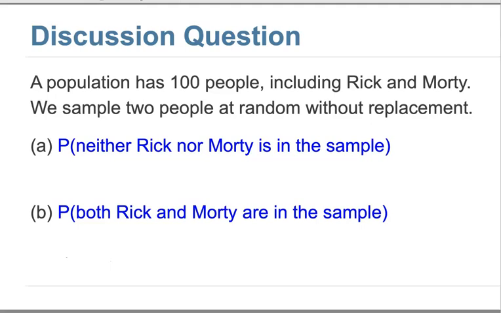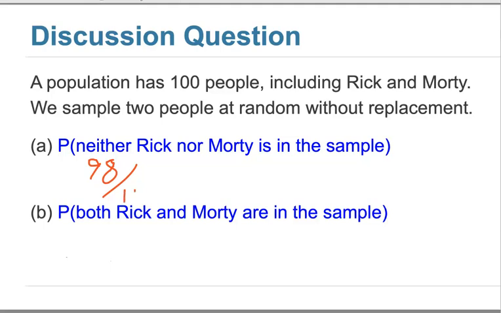So in question A, neither Rick nor Morty is in the sample. We can think about it as, when we randomly select 2 persons, even if we draw at the same time, we still think of a first one and a second one. So the first person is not Rick or Morty, and then the second person is not Rick or Morty. What is the chance for these 2? Okay, let me write it down here. The first person is not Rick or Morty. We have 100 people, so 98 are not Rick or Morty.